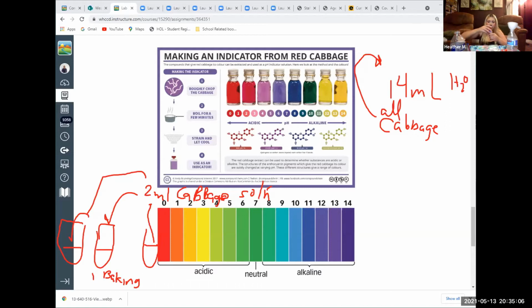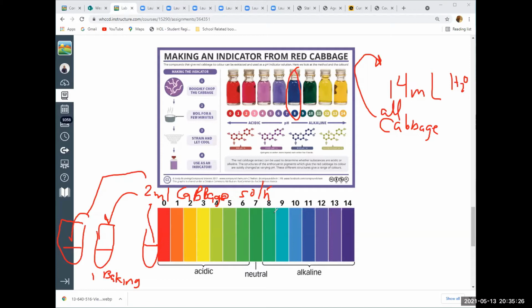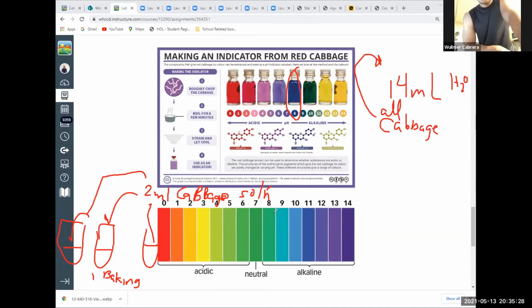Is the baking soda... is it okay if it's blue? Because my baking soda turns blue. You said, is it okay if what? It's blue. It's okay if it's blue. Yes, that's exactly where it's supposed to be. My vinegar was blue. Mine are all purple. Yours are all purple.